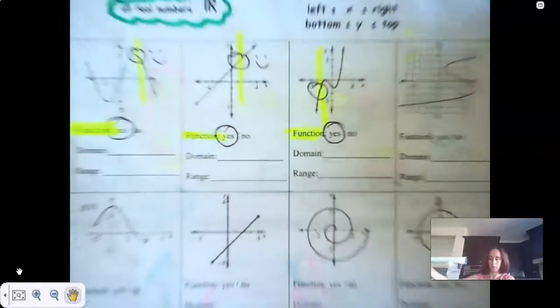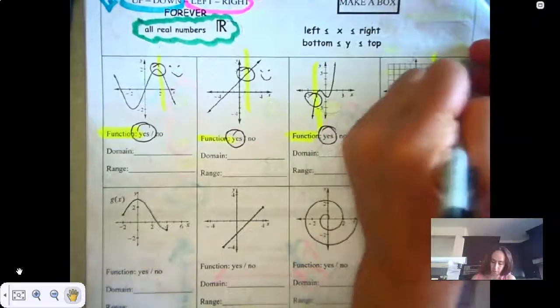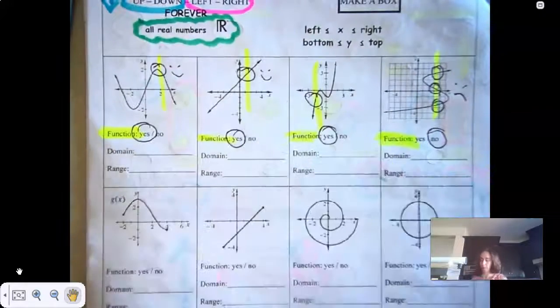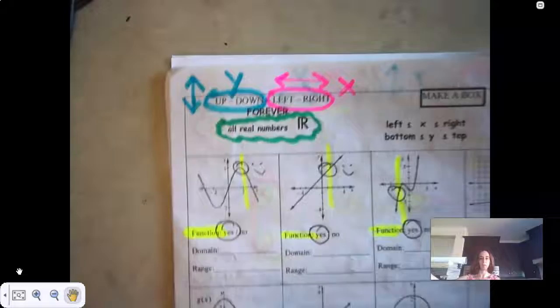Let me zoom out a little bit. I draw a line 1, 2, 3. That's bad. That's a no. Okay? All right. So now let's decide what the domain and the range are.